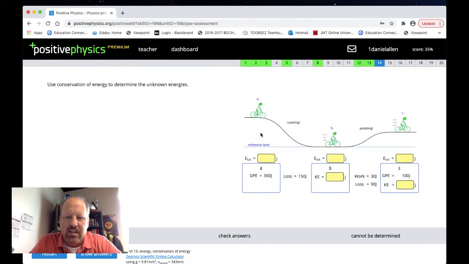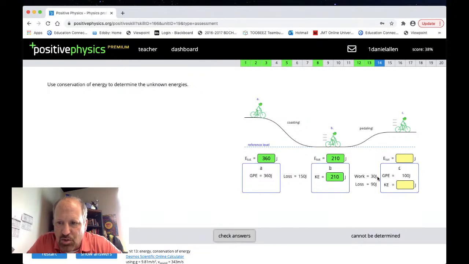Okay, so here we go. We're coasting here. At A, the gravitational potential energy is 360 joules, so the total energy is 360 joules. We had a loss of 150 joules, so that means we had 210 joules of energy, and it's all kinetic because it's at the reference level where height is 0, so that's all 210. All kinetic, double checking that, yeah.